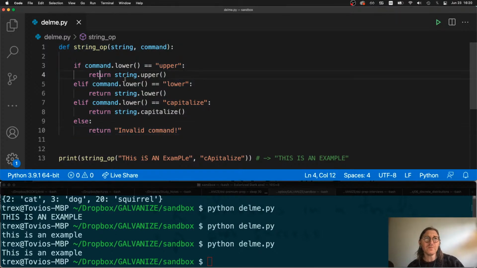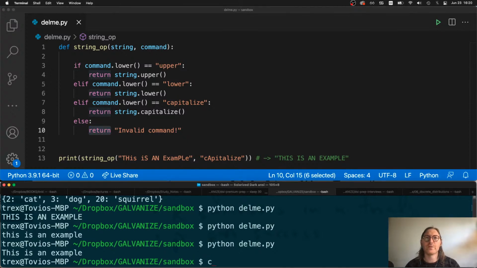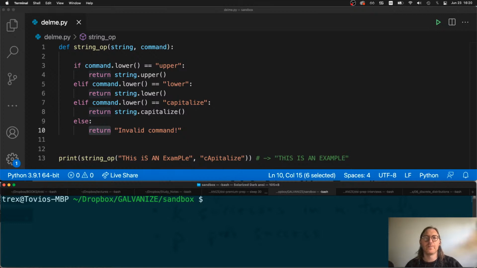Again, all we're doing here is checking the command.lower, and if that matches upper, lower, or capitalize, then we just perform those specific operations on the string, and in the other condition, if it's none of those words, then we return invalid command. So just clear that.